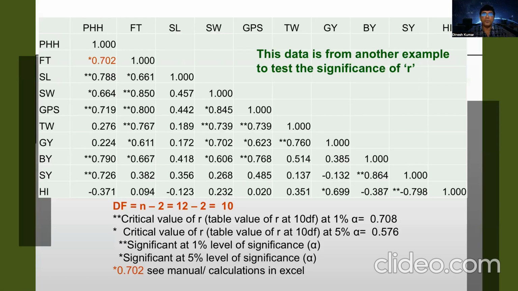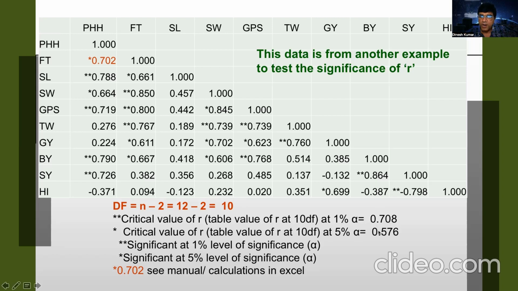So this is how you can put the stars. You can put the stars only on the significant ones. So degree of freedom will be n minus 2, which is 12 minus 2, equal to 10. So at 10 degrees of freedom, the critical value of r, that is the table value of r at 10 degrees of freedom, you have in r tables. At 1%, it is 0.708. Similarly, at 5%, it is 0.576.